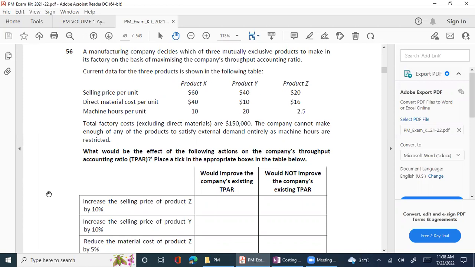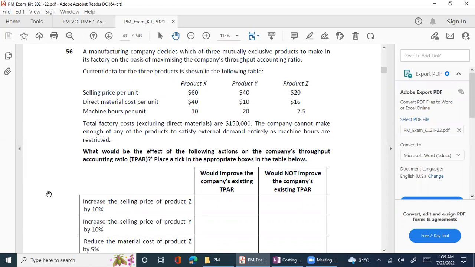Selling price per unit, material cost per unit, machine hours per unit. The factory cost excluding direct material are 150,000. The company cannot make enough of any of the product to satisfy external demand entirely as the machine hours are restricted. What would be the effect of the following actions on the company's throughput accounting ratio? Please tick in the appropriate box.